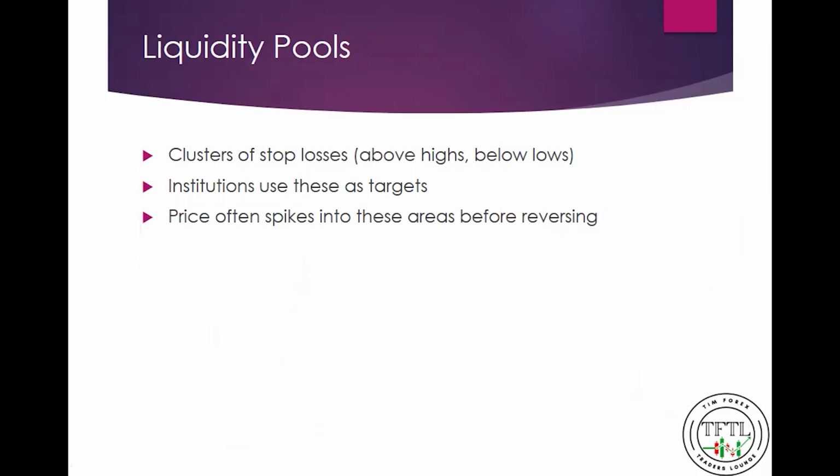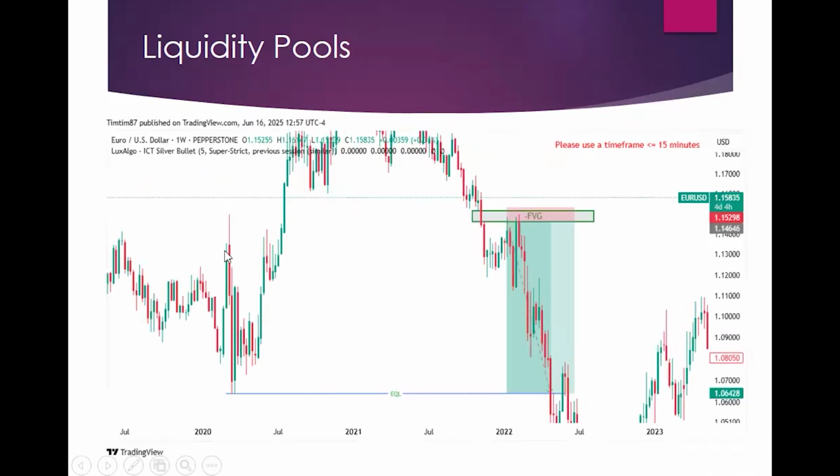Then we have liquidity pools. These are clusters of stop losses above highs or below lows, where institutions use these as targets. As you're trading, you can look at where we have the buy side liquidities or the sell side liquidities. The highs give us the buy side liquidities, the lows give us the sell side liquidities. We are looking at the lows or highs of a particular trading session, the lows or highs of the day, the lows and highs of the week, etc. Price will often spike into these areas before reversing, or maybe retracing.